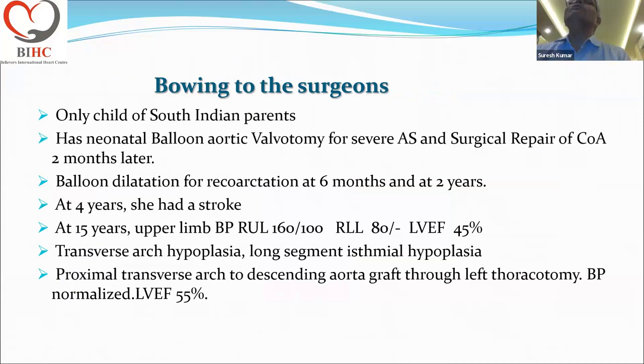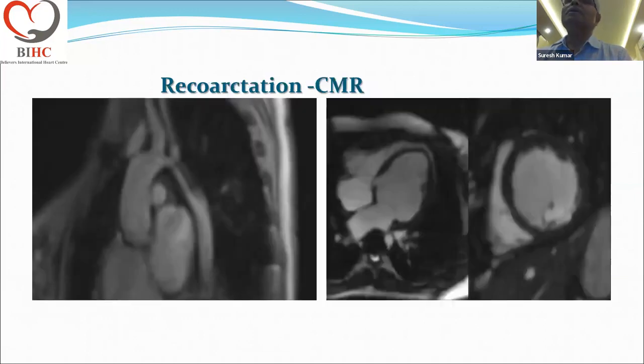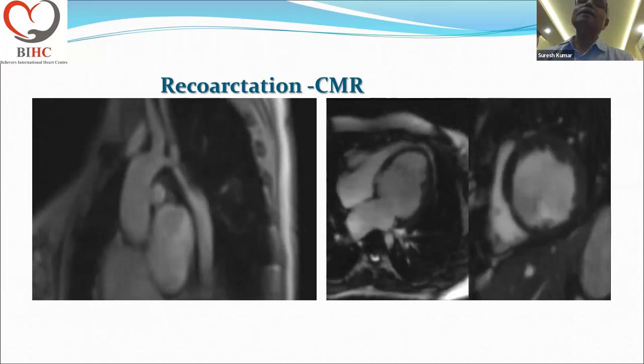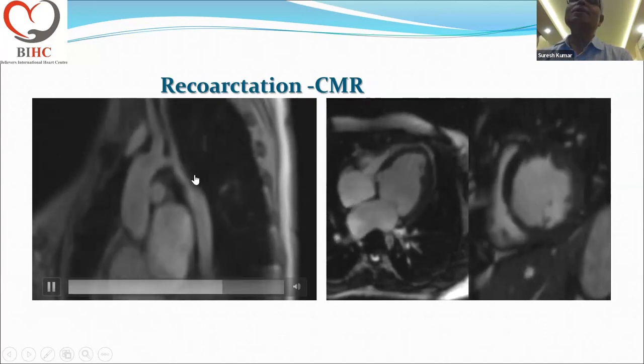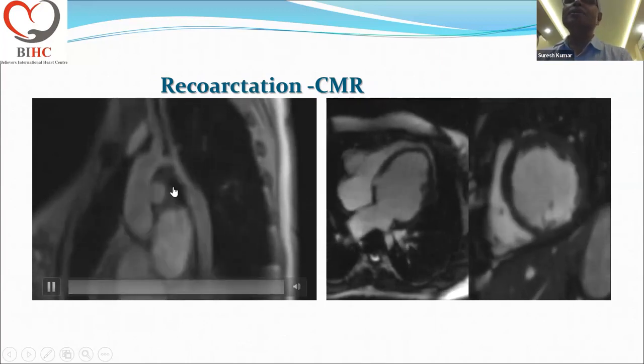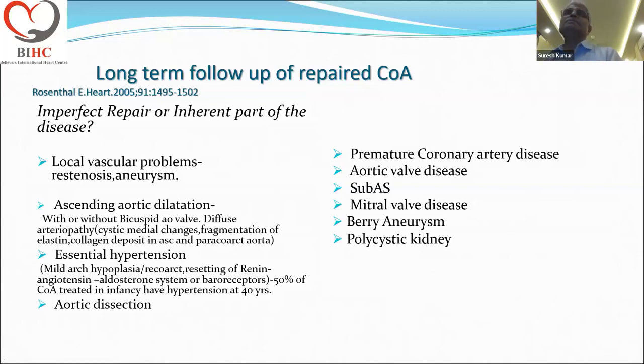At 4 years, she seemed to have a viral myocarditis, a poor LV function, and a stroke. At 15 years, she presented with upper limb hypertension and LV dysfunction. And she had transverse arch hypoplasia and long segment isthmal hypoplasia. So my surgeon in Tiruvalla treated it with an ascending, a proximal transverse arch to descending aorta graft through a left thoracotomy. These people could not afford any expensive intervention-based treatment. So you can find that you have a small arch and you have a very small, long hypoplastic isthmus. So a graft from here to here treated that.